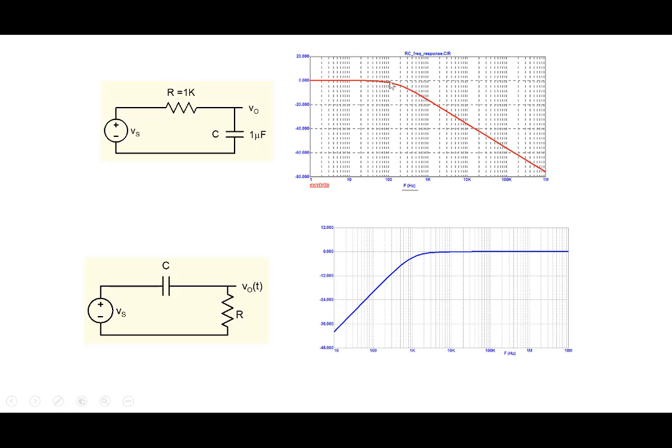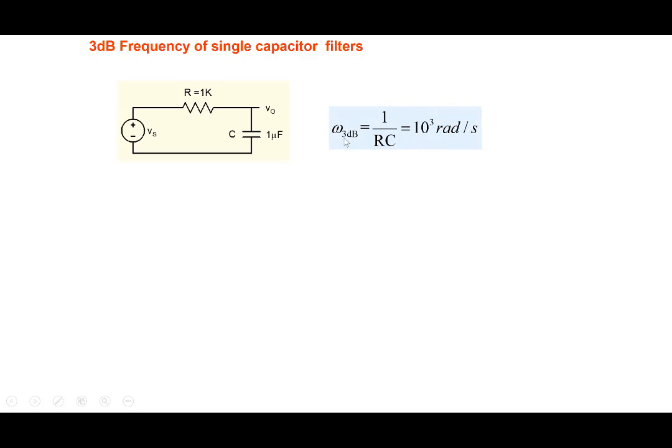Note that the cutoff point is important. It's passing a range of frequencies and then it begins to attenuate, right? So there is a transition point, the corner point or the 3 dB point that we are talking about. The 3 dB frequency of single capacitor filters, which we've calculated earlier, is simply equal to 1 over 2 pi RC.